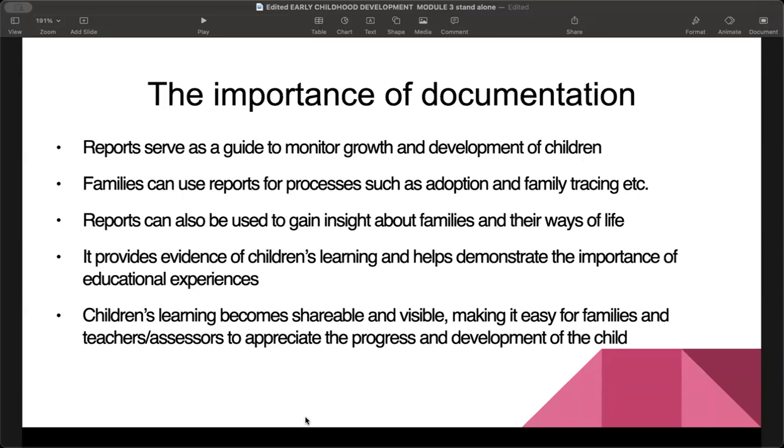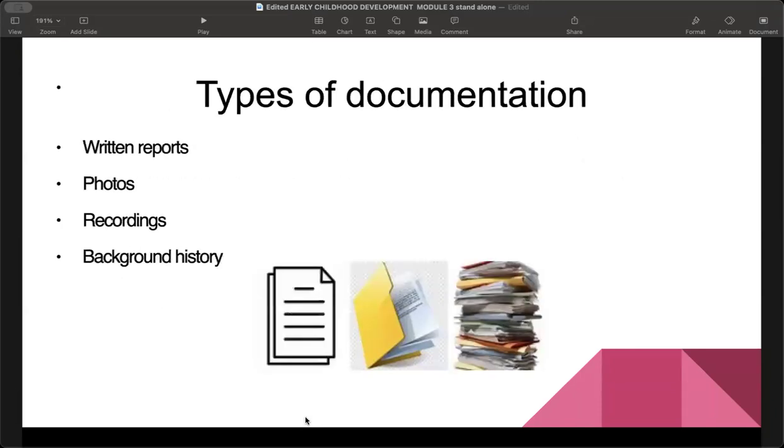All right, we go now on to our next slide, which I will read. And then after that, the slide after that will be read by Shumi. Type of documentation: written reports, photos, recordings, background history.